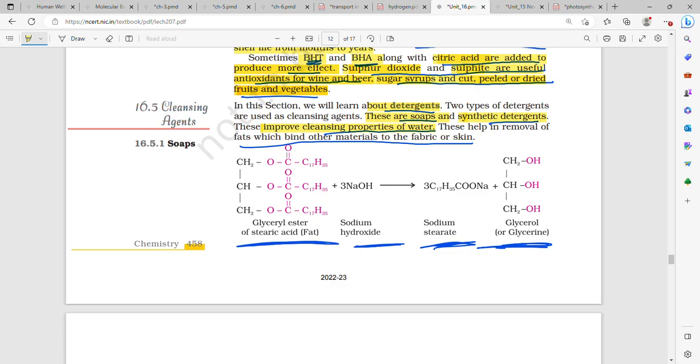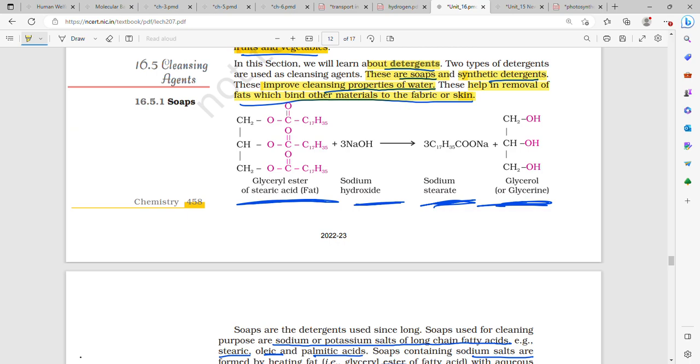So basically, if there is a stain, we just put water, then a lot of times the stain will not go away. It needs an enhancement, an improvement. So what do soaps and synthetic detergents do? Synthetic detergents and soaps improve or enhance the cleansing property of water and help in the removal of fats which bind other materials to the fabric or skin. So it helps in the removal of fats which bind other materials to fabric or skin.